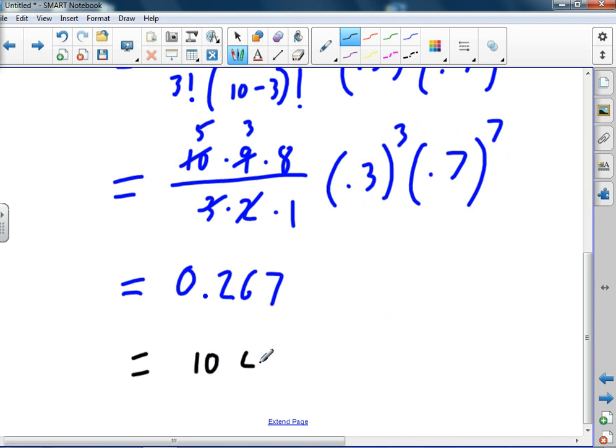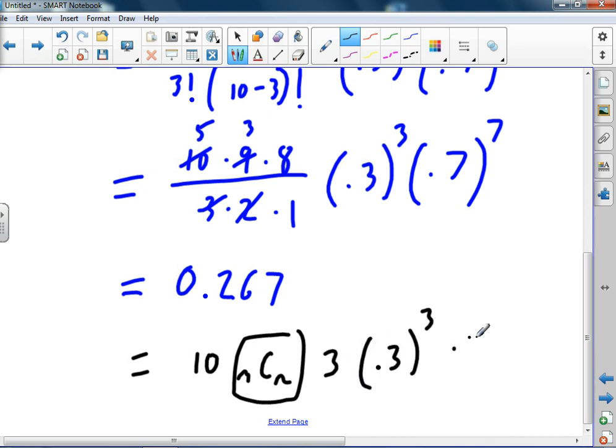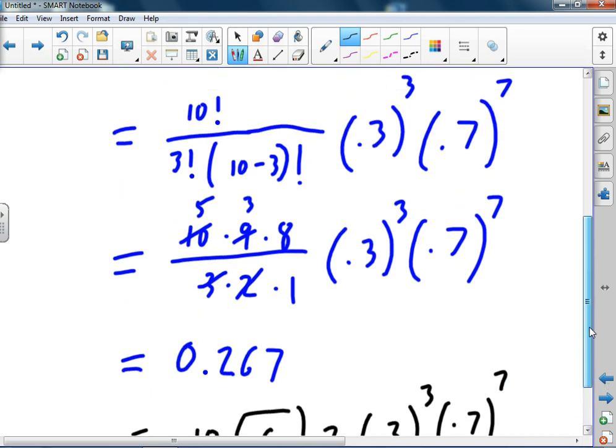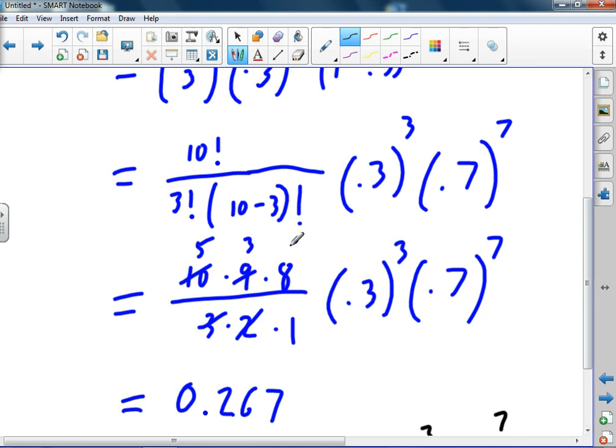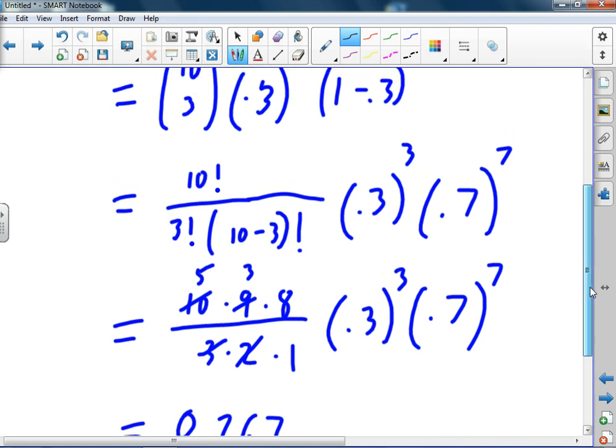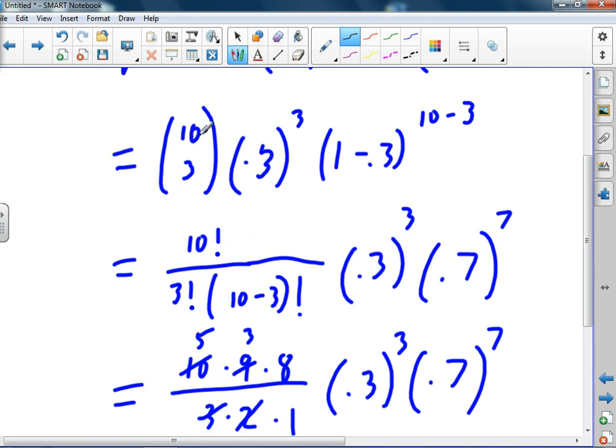10 items, my NCR key, if I have that on my calculator. NCR key, 3 at a time, times 0.3 cubed times 0.7 to the 7th. I could do that as well. So I don't necessarily have to go through the factorial thing if I remember that that notation is the combination of 10 items taken 3 at a time.